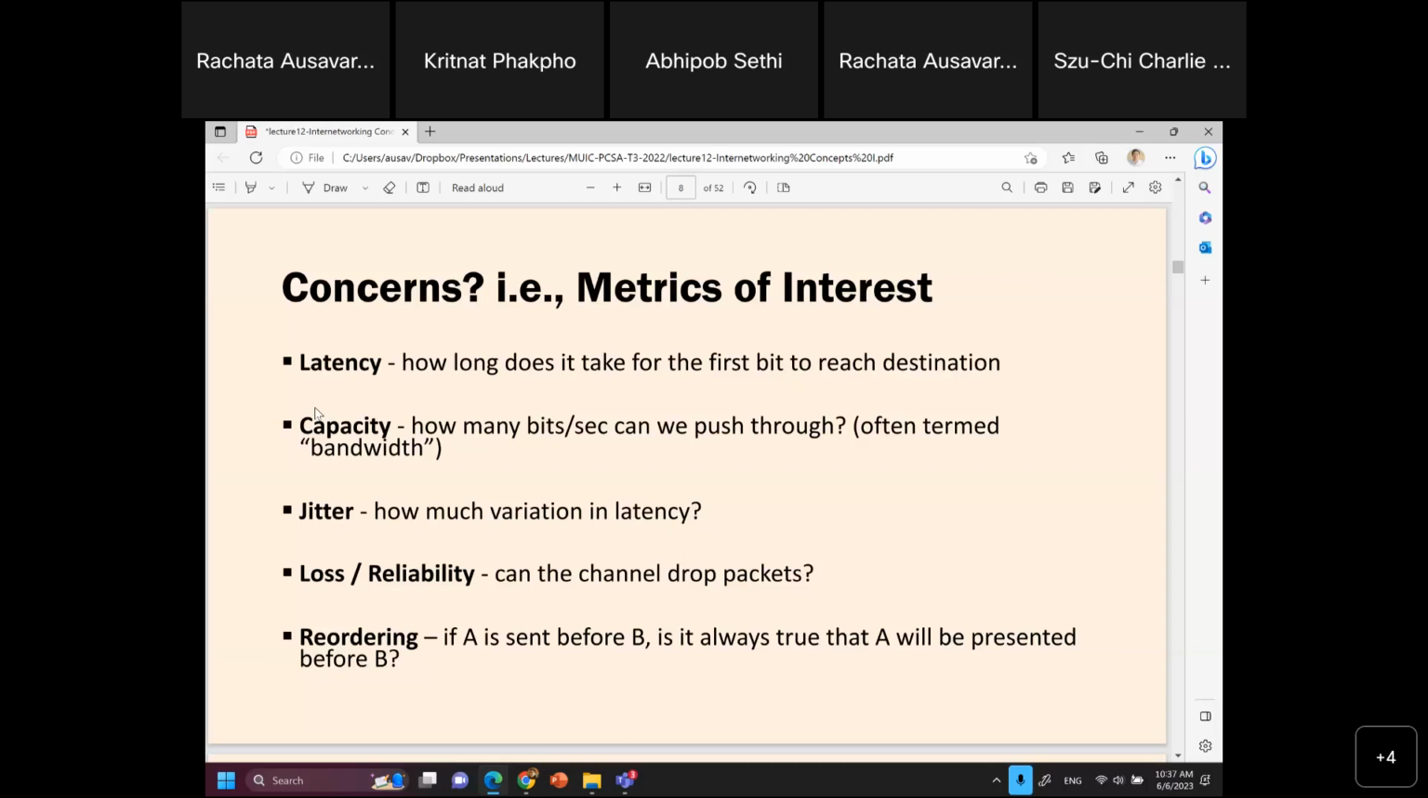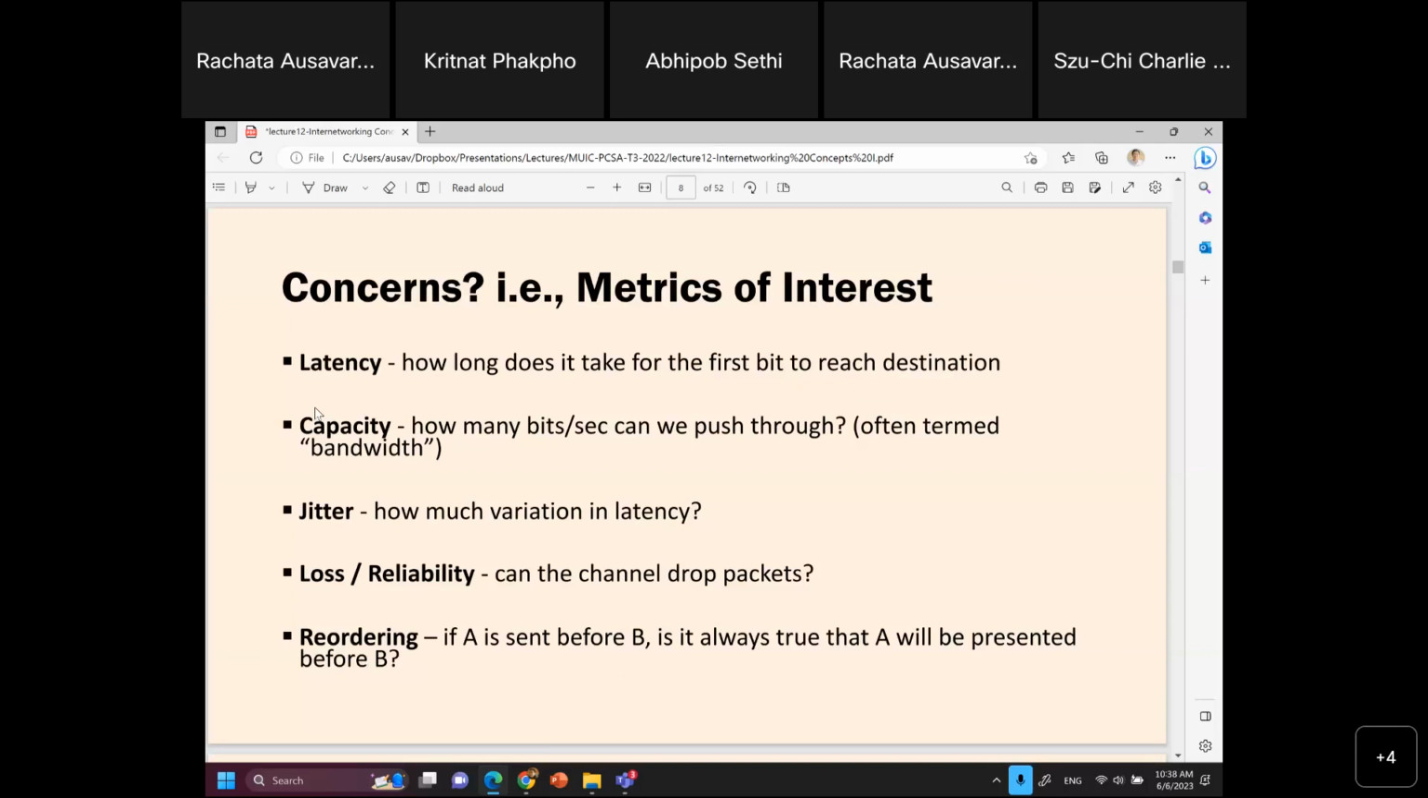Reliability: can you drop a packet? If you send a packet over and it gets dropped, how do you detect that? And is it okay to drop them? Reordering: if I send A before B, should it also keep that order or does it not matter? So these are the metrics of interest.